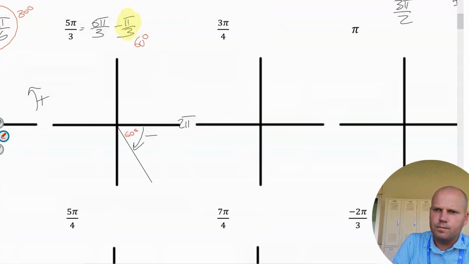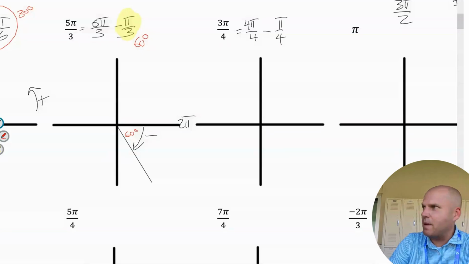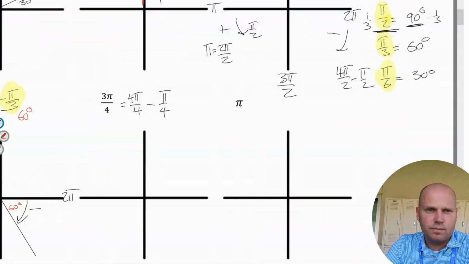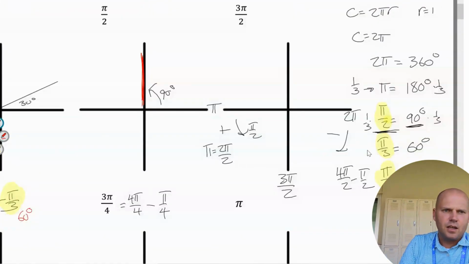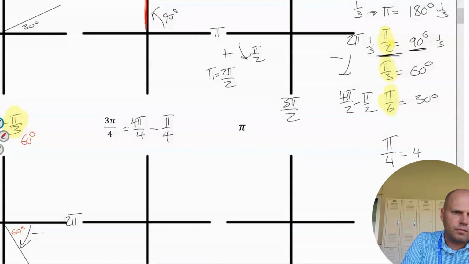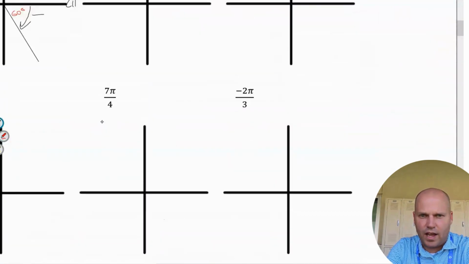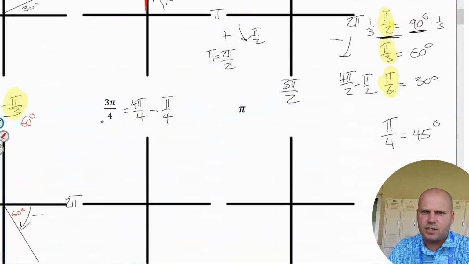3 pi over 4. It's 4 pi over 4 minus a pi over 4. I forgot to mention what the pi over 4s are. Take pi over 2 and divide it by 2, and you'll get pi over 4 is 45 degrees. Anything with a pi over 4 will be 45 degrees away from the x-axis.